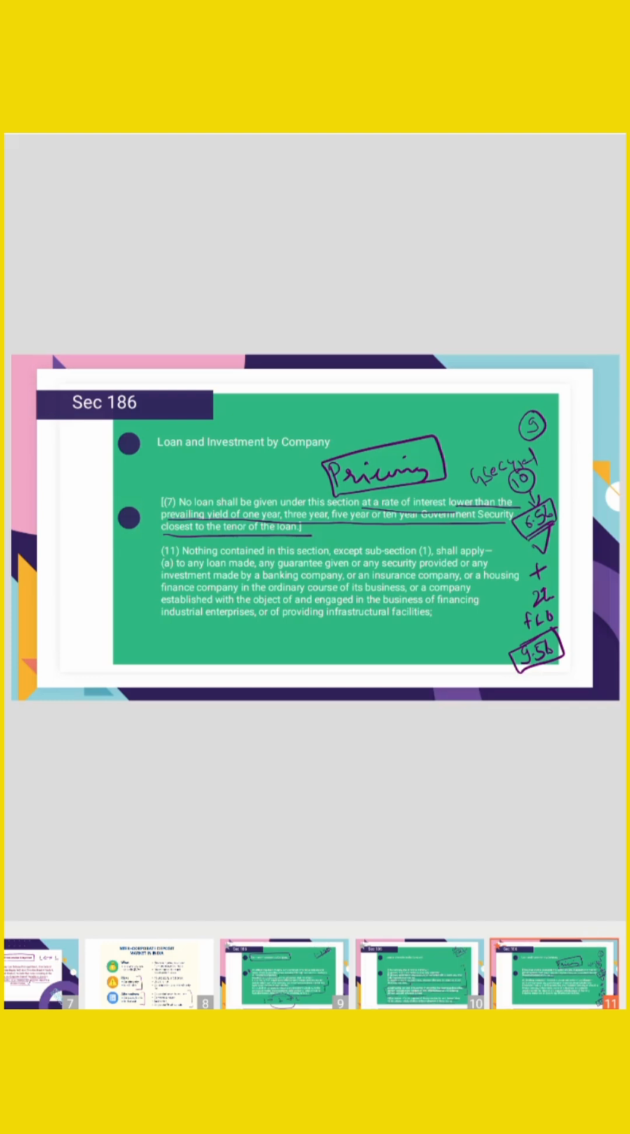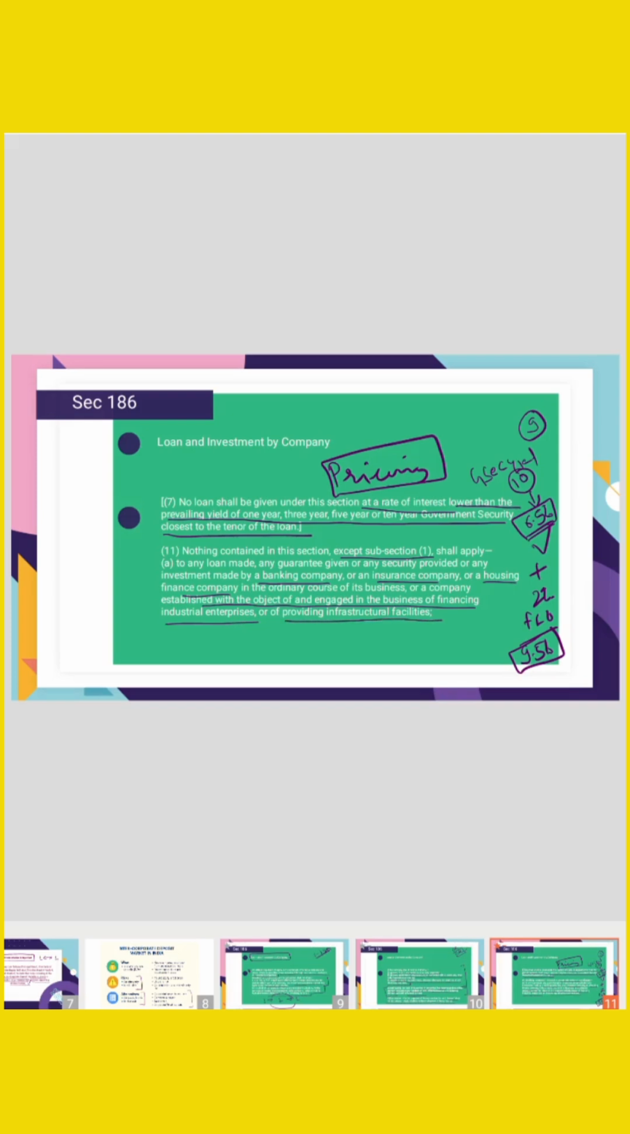Section 11 further says that nothing contained in this section, except subsection 1, that is the investment beyond two layers of investment company, shall apply to any loan made or guarantee given or security provided or any investment made by a banking company or insurance company or a housing finance company in the ordinary course of business, or a company established with the object to engage in the business of financing industrial enterprise or providing infrastructure facilities.